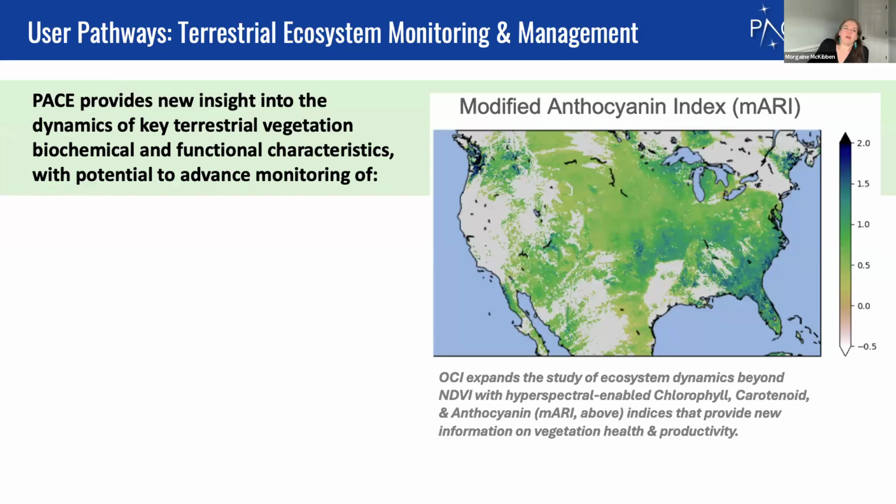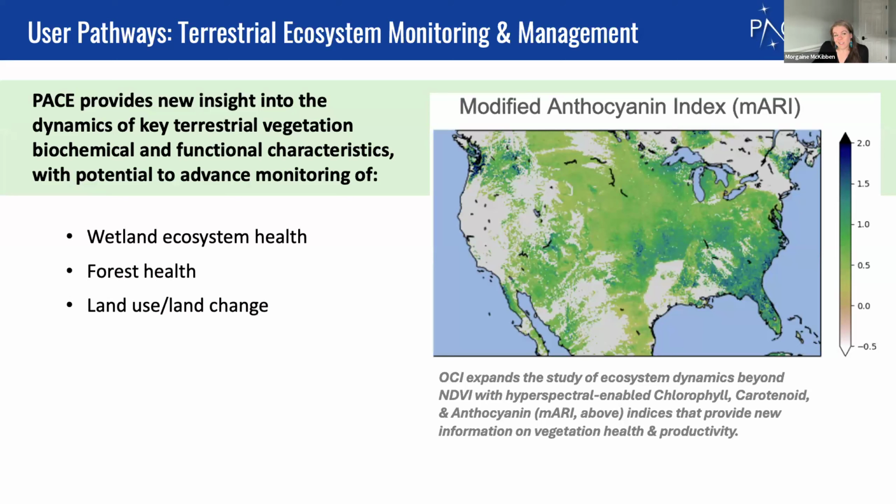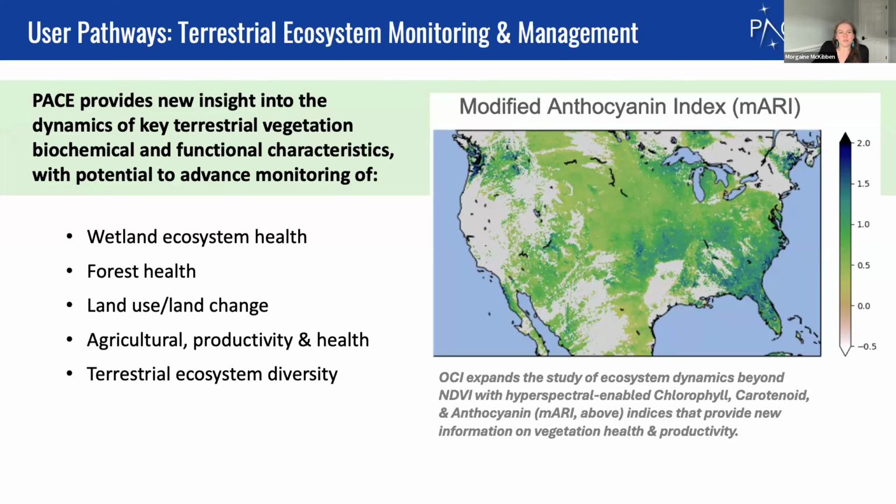And from here, there's a lot of terrestrial applications that can be served by those data, those user pathways mentioned on the previous slide. Of course, we can use the data to look at wetland ecosystem health, forest health, land use, land change, agriculture, looking at productivity and health of an agricultural region, and terrestrial ecosystem diversity. Also, there's interesting potential to look at pre-fire fuels in both heritage and new ways, working on calculating them, as well as looking at fire damage extent and vegetation recovery.